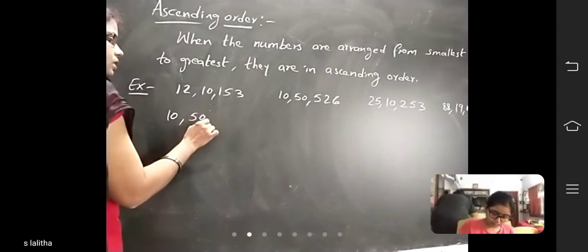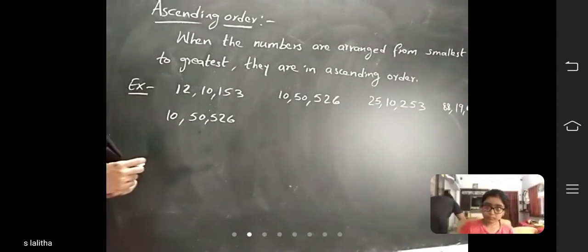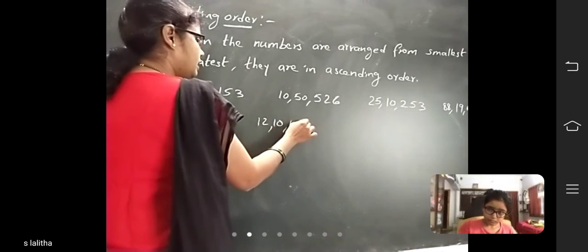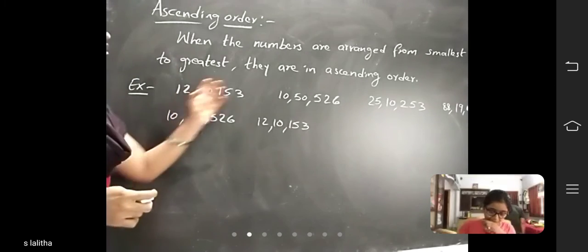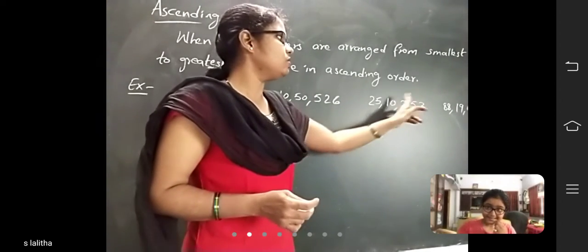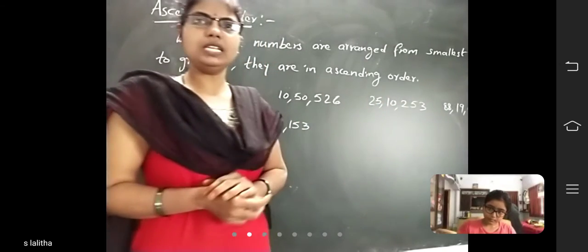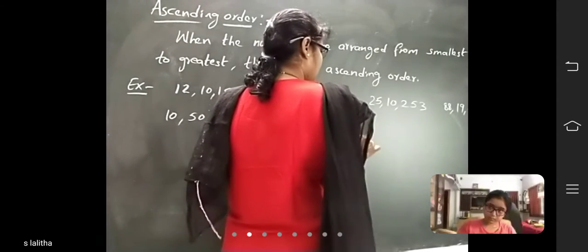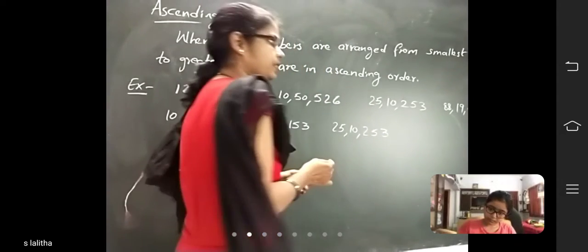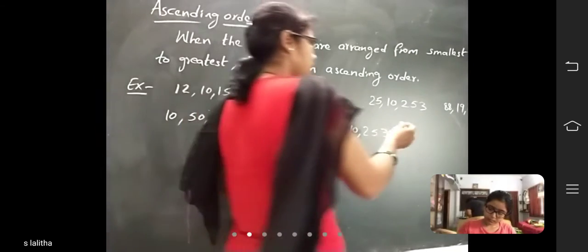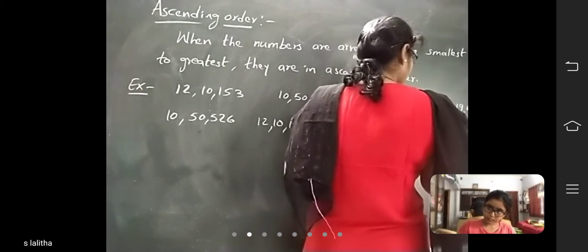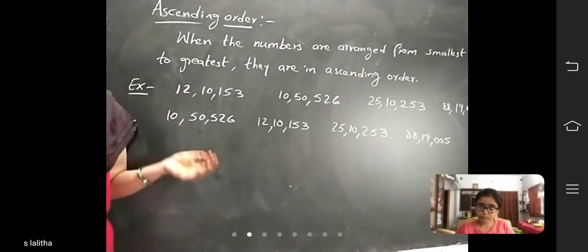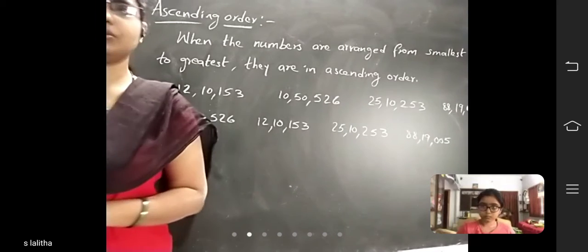10 lakhs 50,526. Okay. Next, afterwards, this one. 12 lakhs 10,153. Now these two are completed. Next, these two. So which one is the smallest? 2, 8. Yes, 2 is the smallest. So 25 lakhs 10,253. Okay. And next number remaining 88 lakhs 19,005. Did you understand? Like that you have to compare the numbers and write the ascending order.